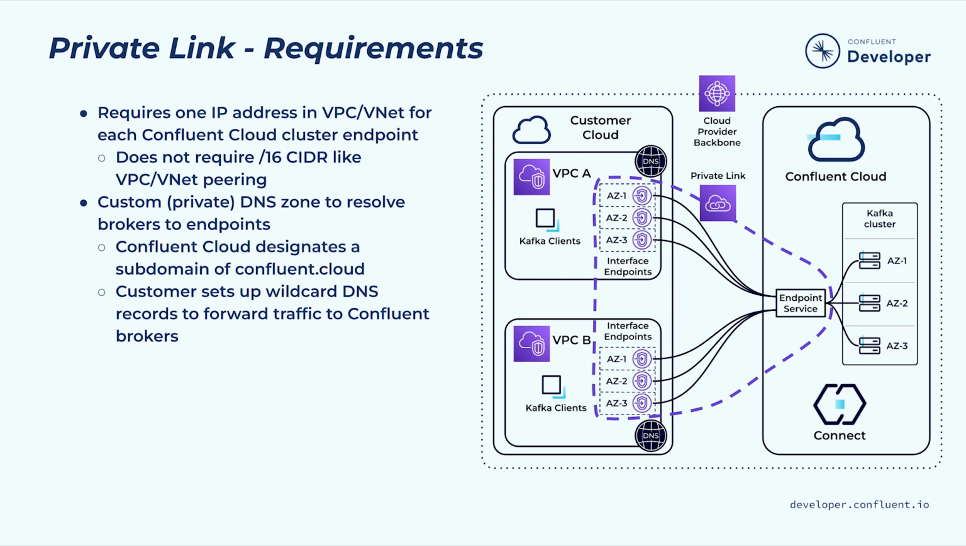Because Kafka clients must be able to properly reach all of the brokers through these IP addresses, in your DNS provider, for example, Route 53 in AWS or Azure DNS in Azure, you have to create a custom private DNS zone. In this zone, you'll have to set up a number of wildcard DNS records to resolve all broker DNS names to the Private Link endpoint IPs. This is typically a 3-step process.